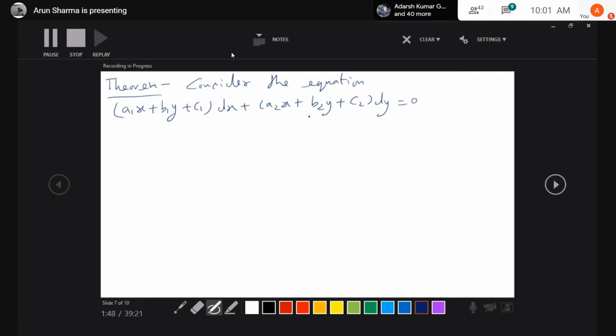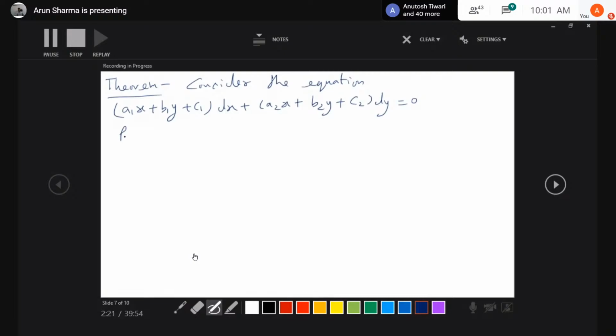So to solve this type of equation, we have to eliminate these constants c1 and c2. What is the benefit of eliminating c1 and c2? Then this equation will convert into homogeneous. You can write it into derivative form and then just solve. So to eliminate this, use this transformation.